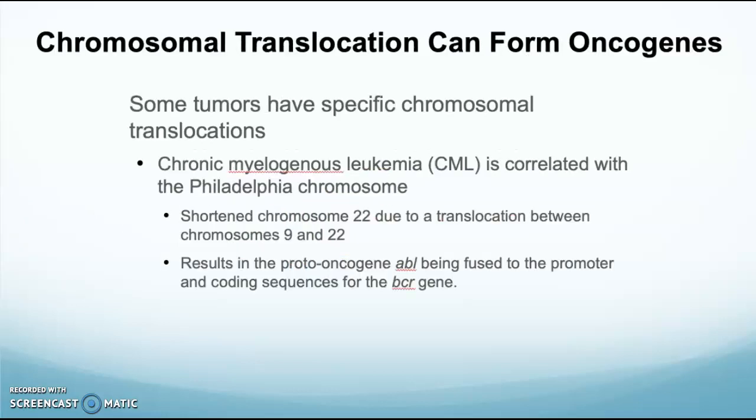We can also get chromosomal translocation, which can form oncogenes. So some tumors will actually have specific chromosomal translocations. An example of this would be chronic myelogenous leukemia, or CML, and this is correlated to what is called a Philadelphia chromosome. That is actually chromosome 22 that gets shortened because it gets translocated to chromosome 9. This can result in this proto-oncogene being fused to a promoter and coding sequence, which then upregulates this particular gene.